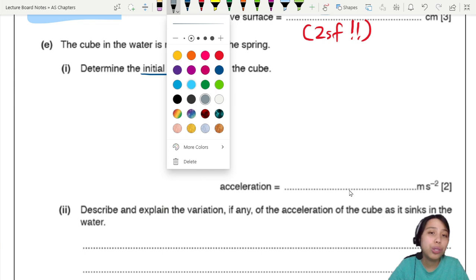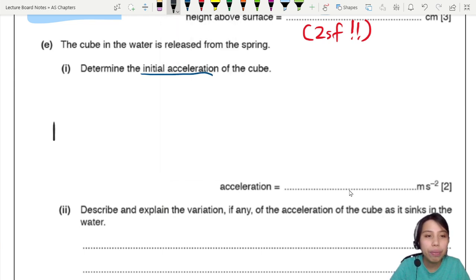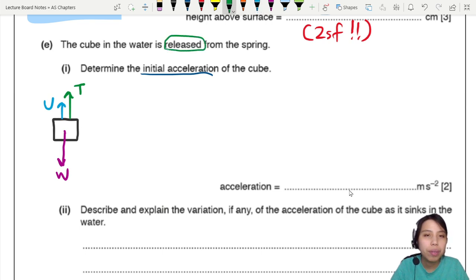If I redraw the cube, it's going to look like this. Remember, we have the cube. We have tension pulling it up. We have weight pulling it down. And we also have upthrust. Like that. But the key point here is when it is released from the spring, there is no more force due to the string pulling you up. No more tension force, no more Hooke's law. So I'm going to erase the T.